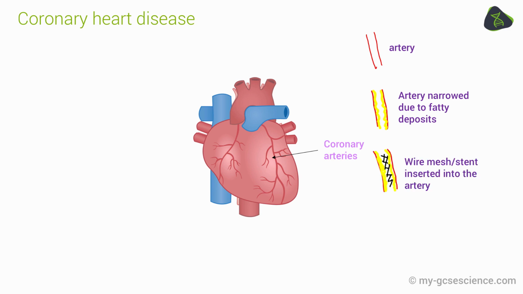One effective way of treating this is to actually insert a wire mesh, which is also called a stent. These get inserted through the blood vessels of the patient along with a balloon, and that balloon is then inflated, pushing against the wire mesh or the stent, widening it, and that effectively widens the artery and squashes the fatty deposits. The balloon then gets deflated and removed from the body, but because the wire mesh is made from a memory-shaped polymer, it stays extended and it keeps that blood vessel open to allow blood to flow freely.